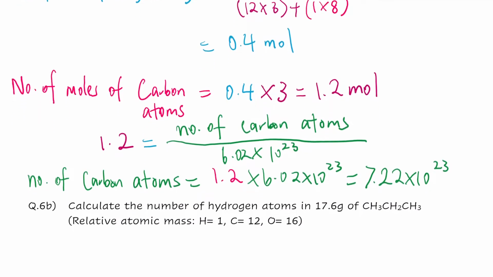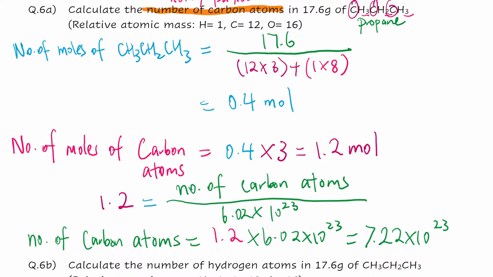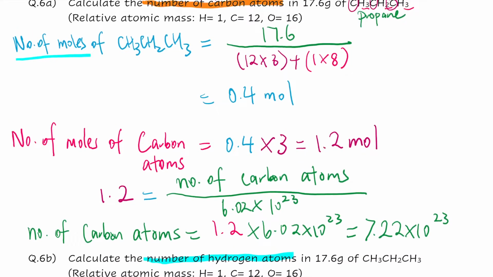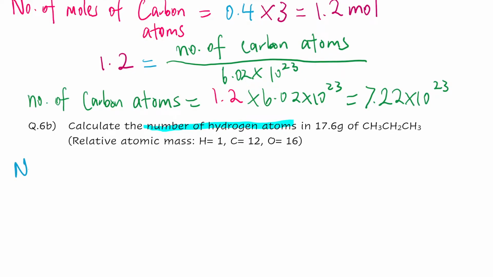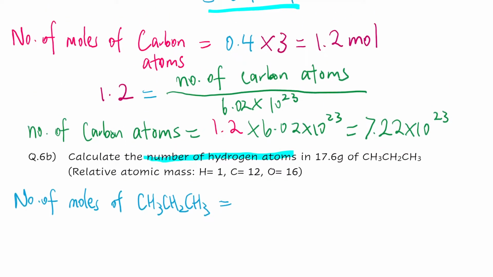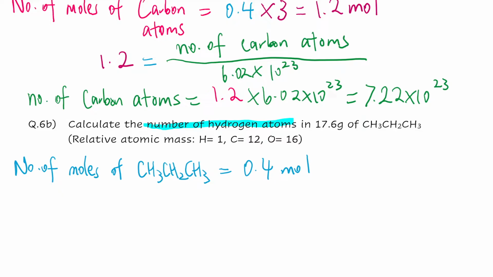And then here, part B. This time, notice it's asking you the same question as earlier, but the difference is now they're asking you to find the number of hydrogen atoms. So we're going to use the same technique. We already found the number of moles of propane here, which is 0.4. So I'm just going to copy that down here: the number of moles of propane. I prefer you to write it every single time so that the marker could give you 1 mark. So you give them more opportunities to give you a mark. Now we need to find the number of moles of hydrogen atoms.